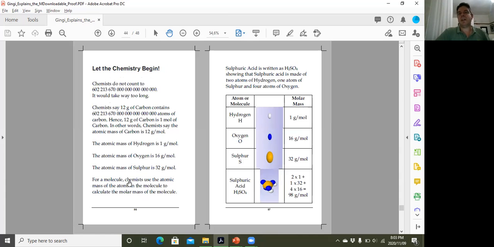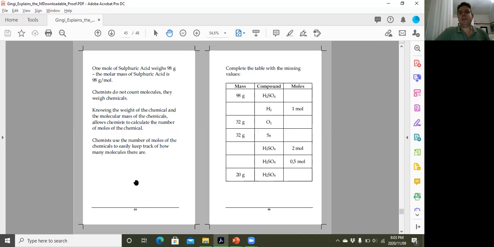So now the chemistry can begin. Now you can know that the atomic mass of hydrogen is 1 gram per mole. Oxygen, 16 grams per mole. Sulfur is 32 grams per mole. And in that way you can calculate. There's a difficult table for you to complete.